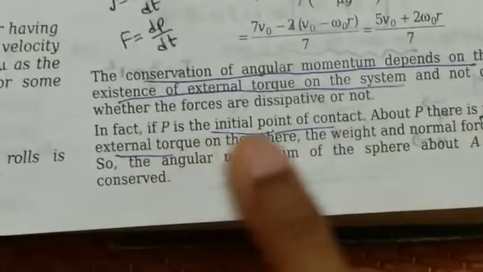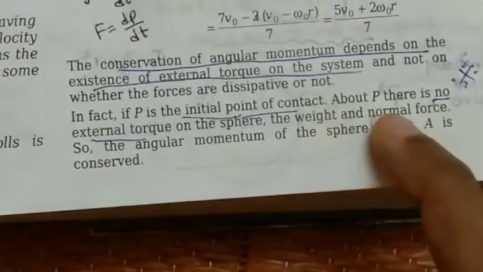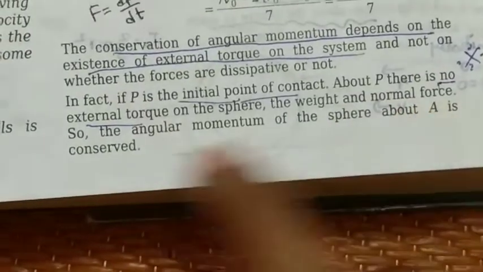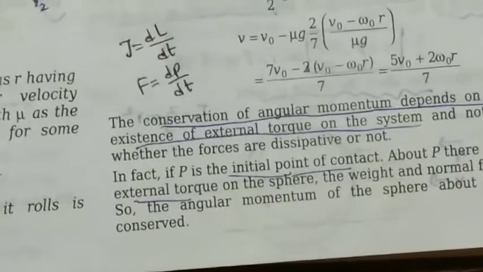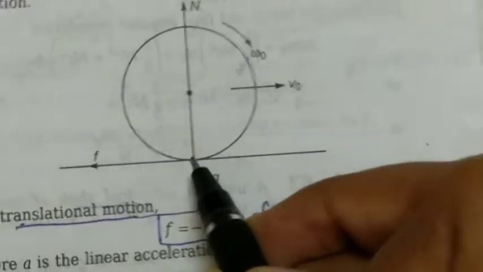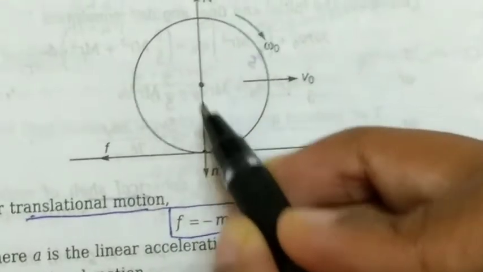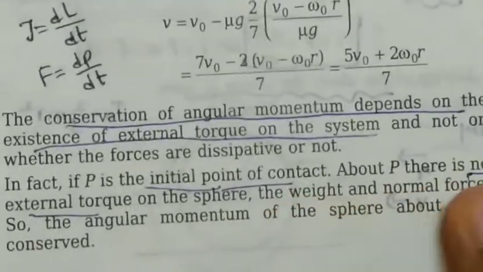So in fact, if P is the initial point of contact, about P there is no external torque on the sphere, the weight and normal force. So the angular momentum of the sphere about P is conserved. So at the point of contact they are saying there is no external torque. So this is the point of contact. By means at this point what are all the forces acting? So weight is acting vertically downwards and normal force is acting. So that one they are saying.